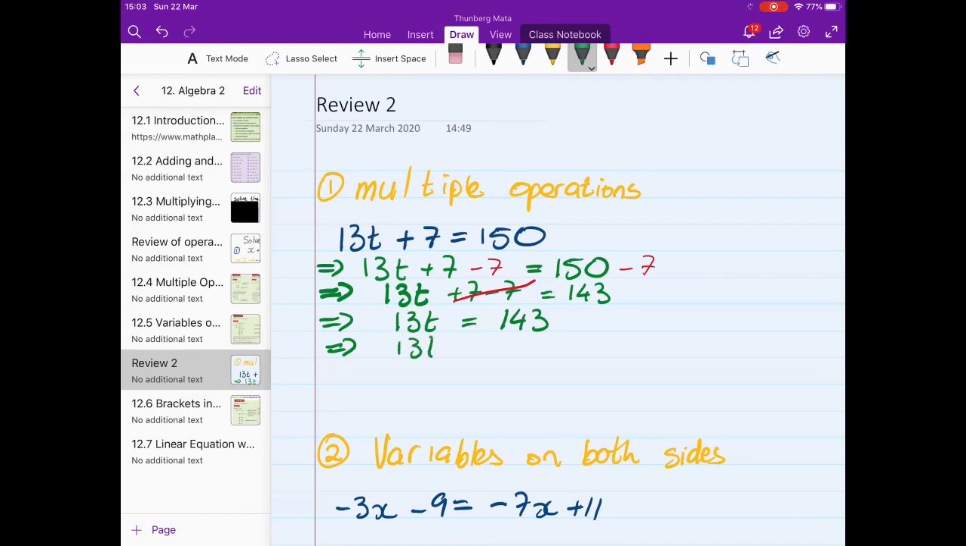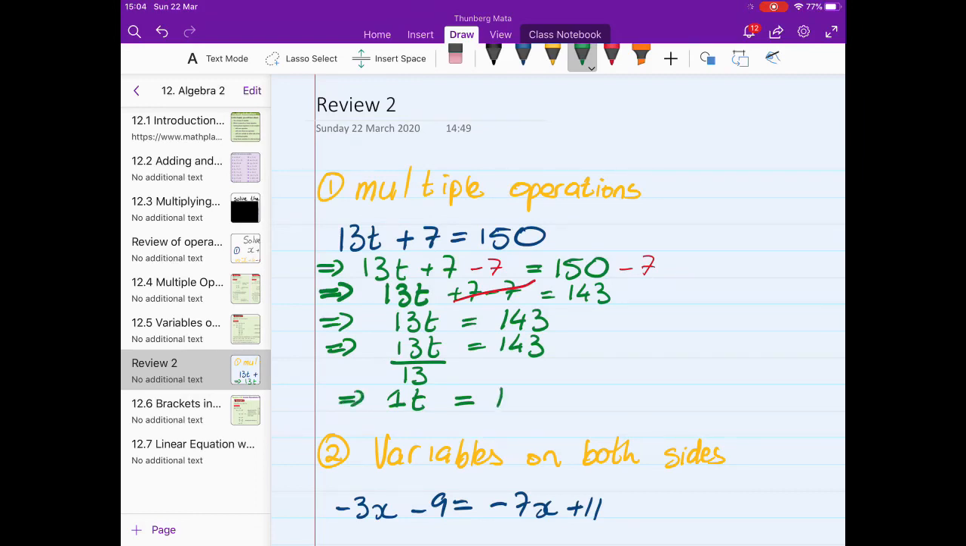Now that's no use to me just yet, knowing that 13 t's are equal to 143, because I want to find out what 1 t is. In order to do that, I look at the coefficient of the variable. So our variable in this case is t, and the coefficient of it is the number in front of it. So that's 13 in front of t. So we're going to have to divide that side by 13 to find out what 1t is.